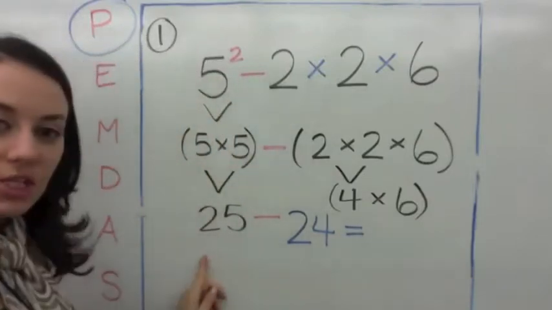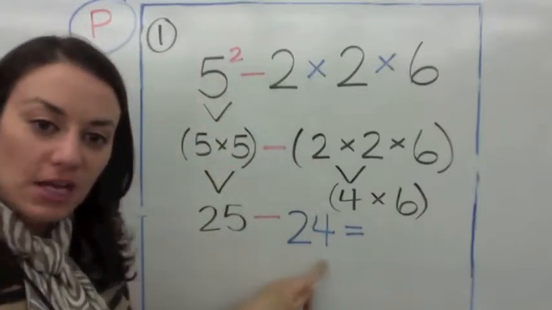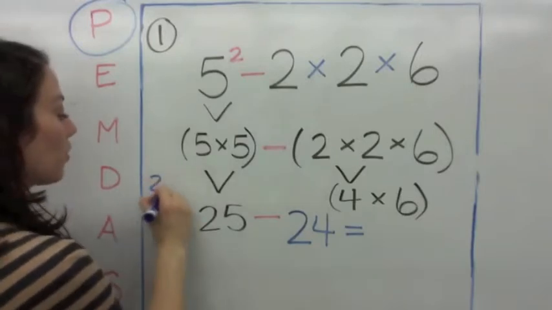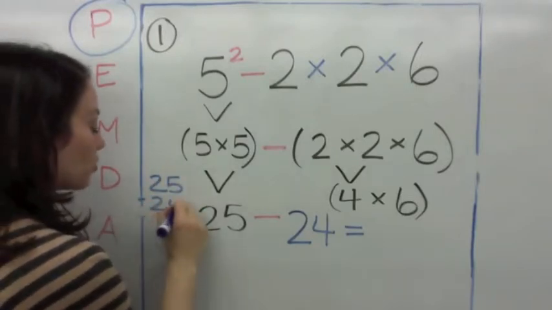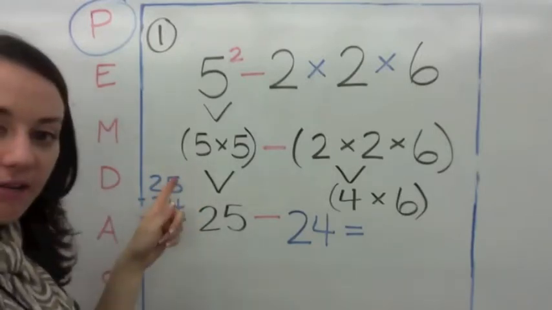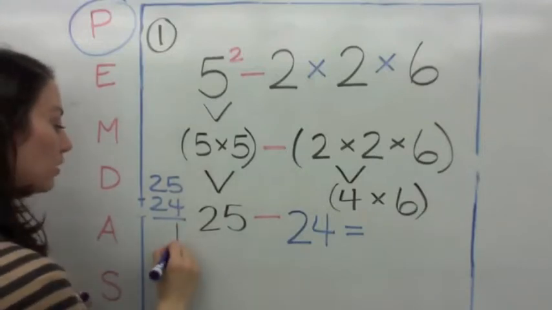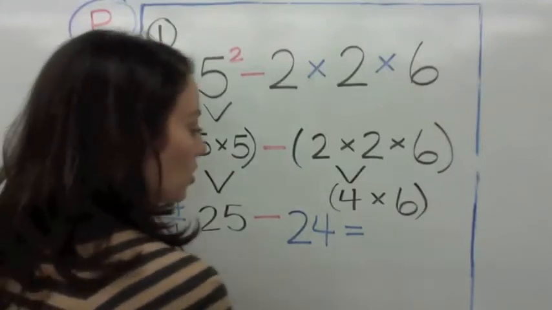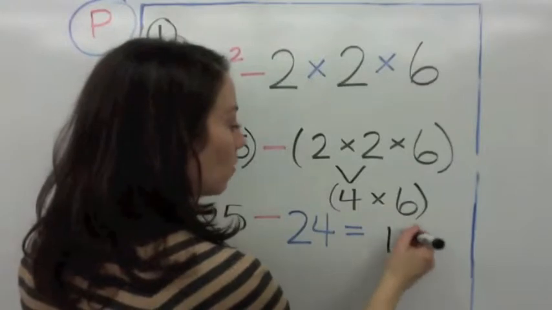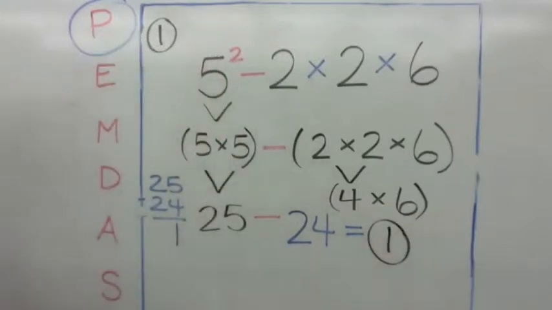That's really simple. Then you have 25 take away 24. What is 25 take away 24? You just do 5 minus 4, which is 1, and 2 minus 2 is 0. So the answer is 1. Go ahead and get that down.